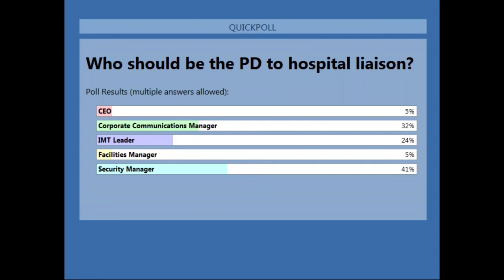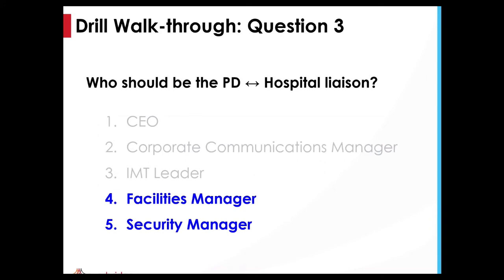Okay, in my humble opinion, the CEO is going to be too busy to deal with the police department. It would be nice, but too busy. Same with the corporate communications manager and the IMT leader. They need to be in the command center leading or doing their jobs for the response. What are the police going to want? Facilities information, security information, diagrams of what's where, what the layouts look like, et cetera. So I would recommend a facilities manager, or better yet, security manager.